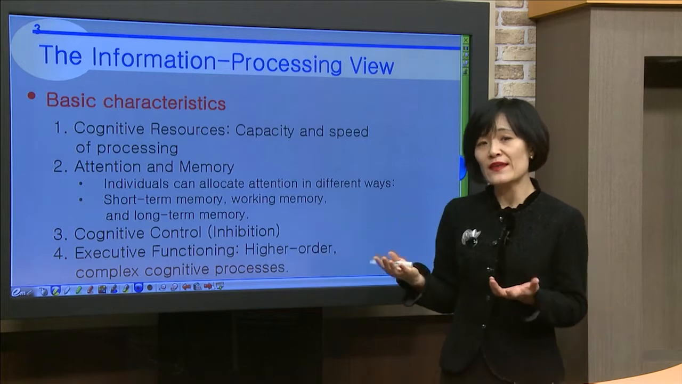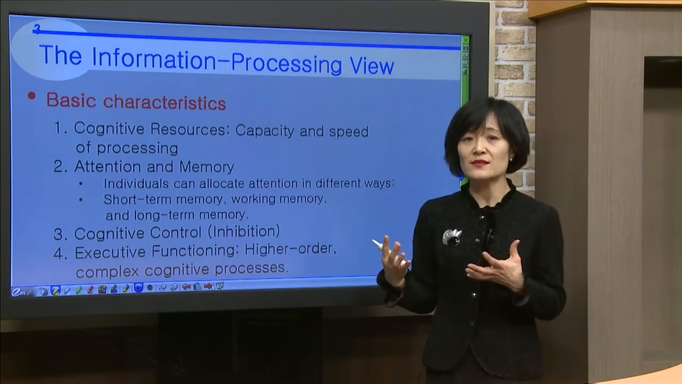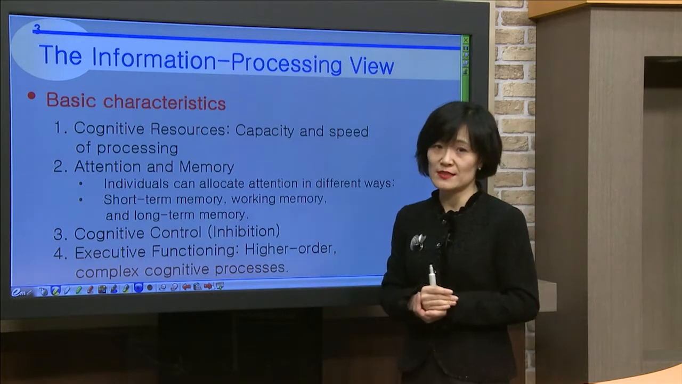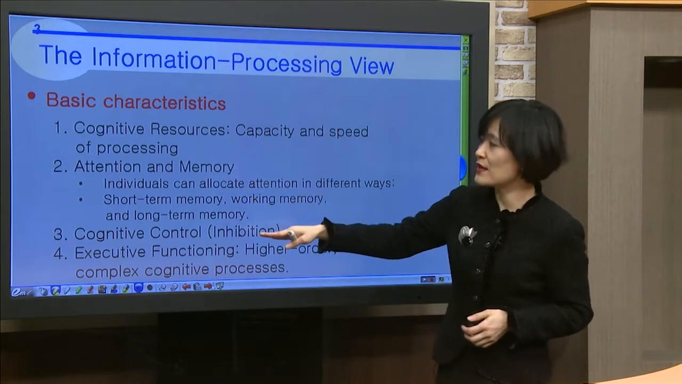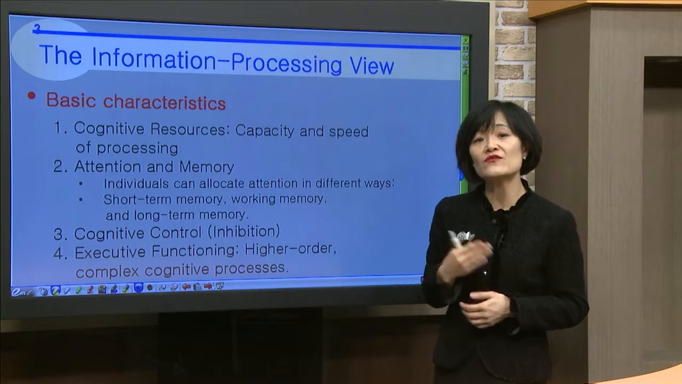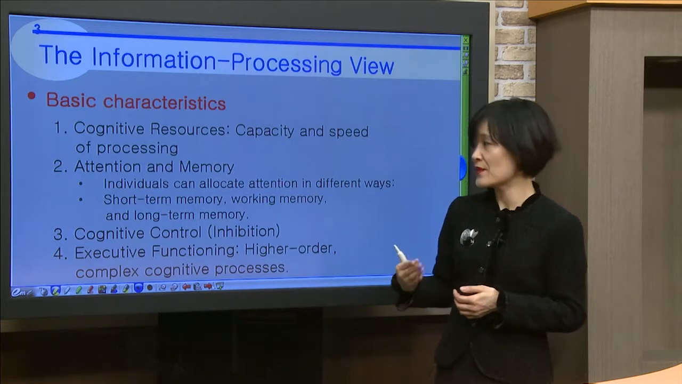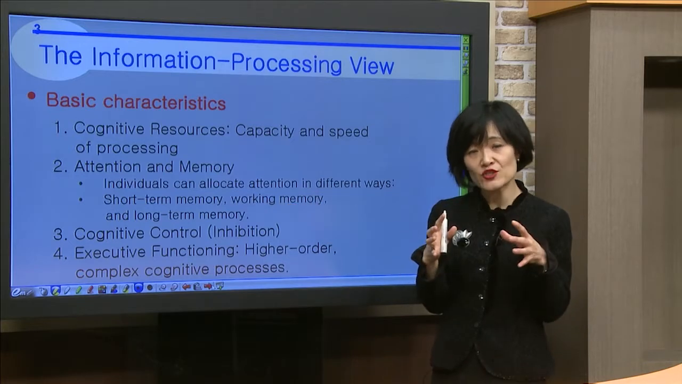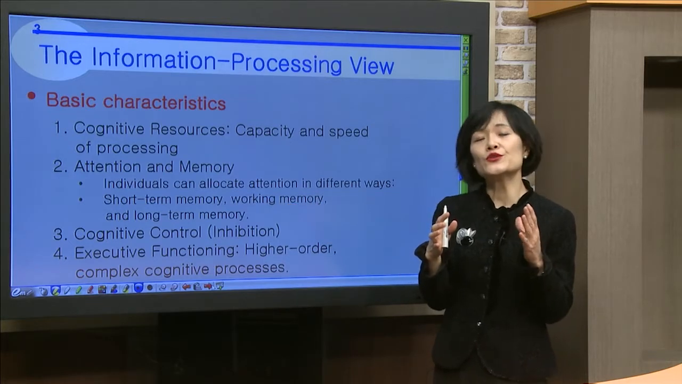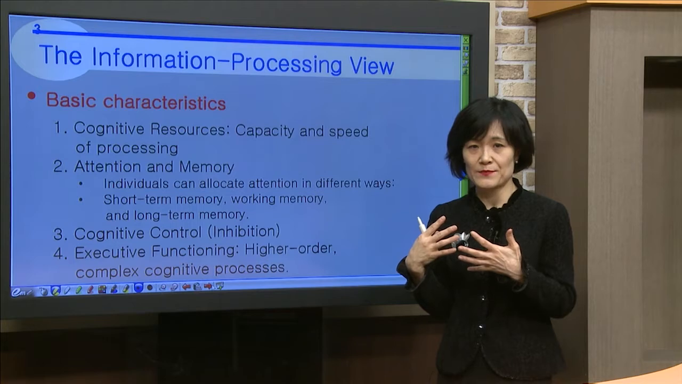So we can explain people's cognitive processes using cognitive resources. And then they explain each step of the information processing procedure. The first step is attention and memory. So actually, attention is the first step of information processing.